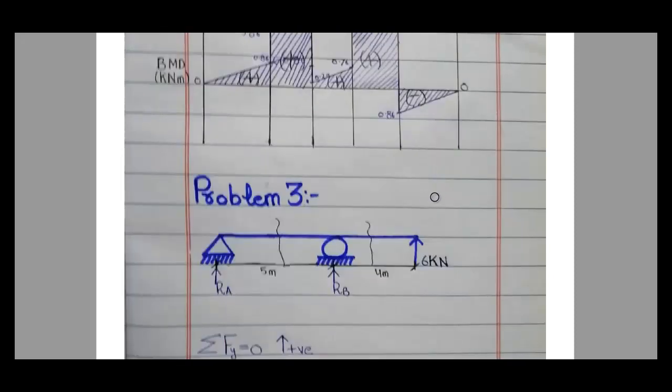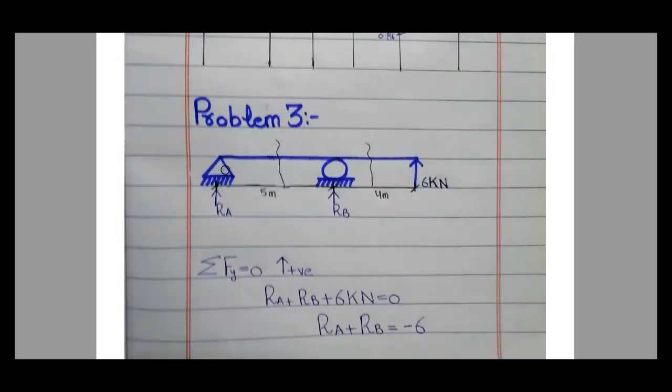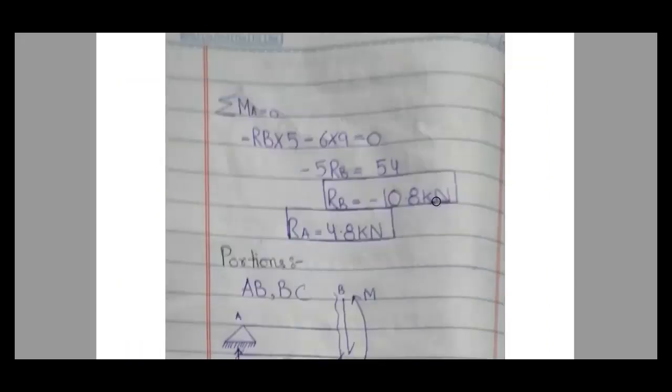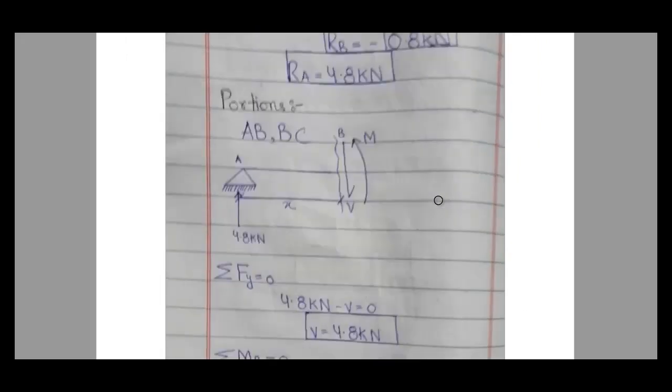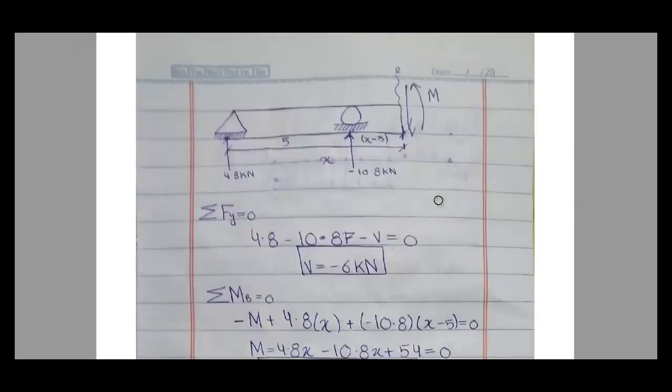Okay, rest of the solution seems fine. Then we have an overhanging beam subjected to a point load at the extreme end in the upward direction. There will be two reactions, RA and RB, and we will consider two portions. We can label this point as A, this point is B, and this point is C. We have reaction calculations, and then we have two portions, AB and BC.